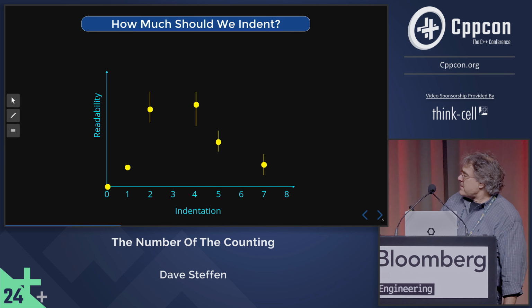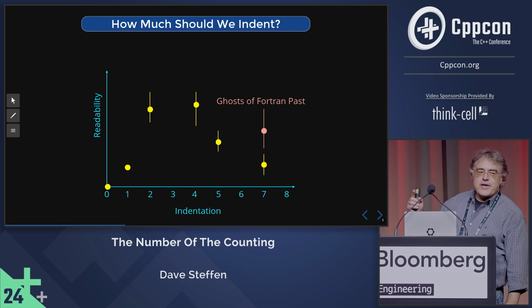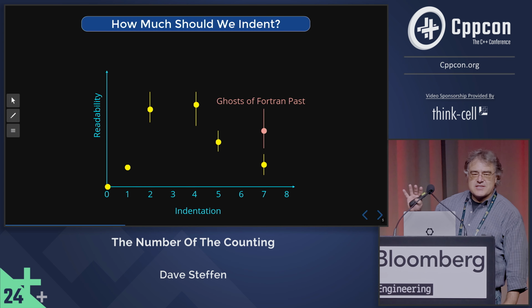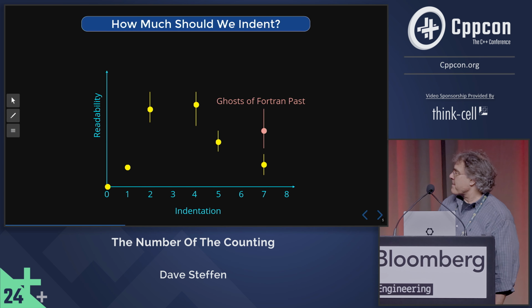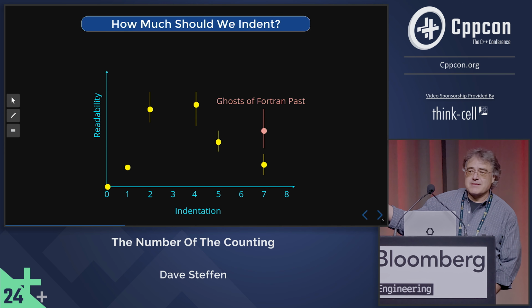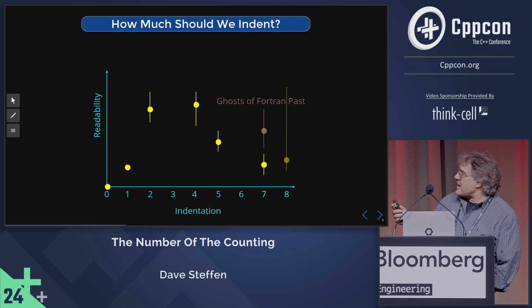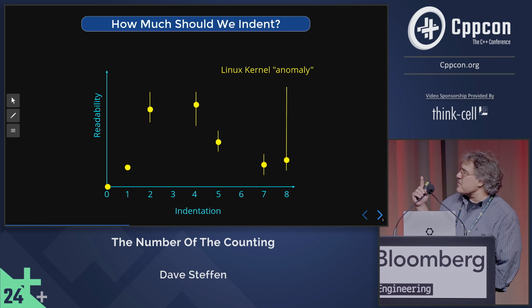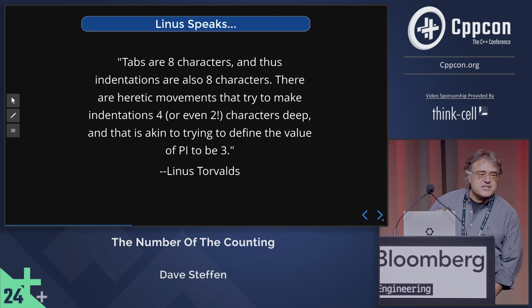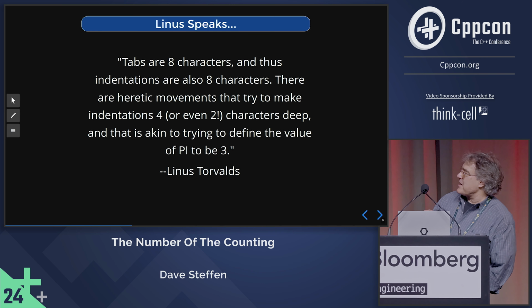Now, I claim that 7 is even further down if you ignore all the unrepentant Fortran programmers who are still welcome. You can come in. You just have to admit that the 70s want their punch cards back. Now, 8 is interesting. Who indents by 8? Oh, I see a couple of people, right? So maybe it's not so bad, but then we have to deal with the Linux kernel anomaly. Because we all know that Linus has got some very strong opinions about this, right?